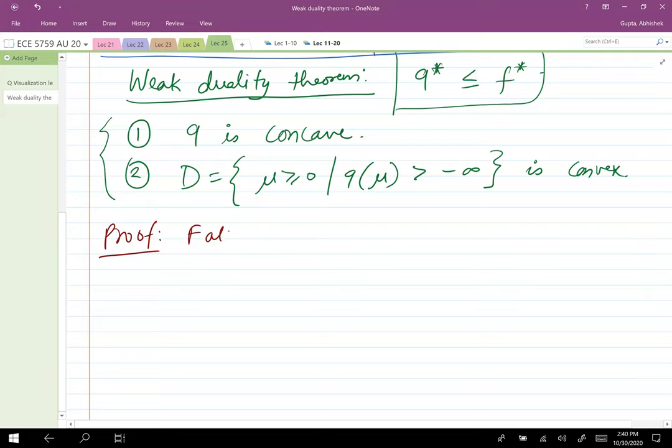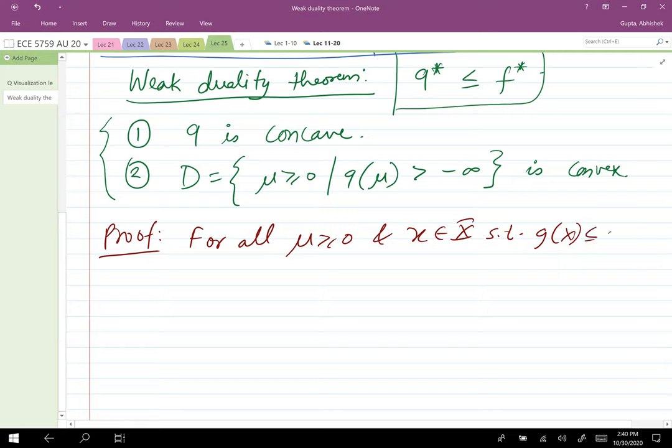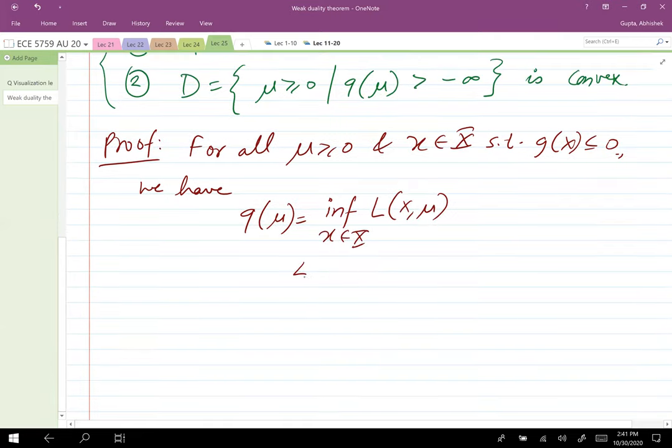So for all mu greater than zero and x in X such that g(x) is less than or equal to zero, we have, well, let me just write it as L(x, mu).